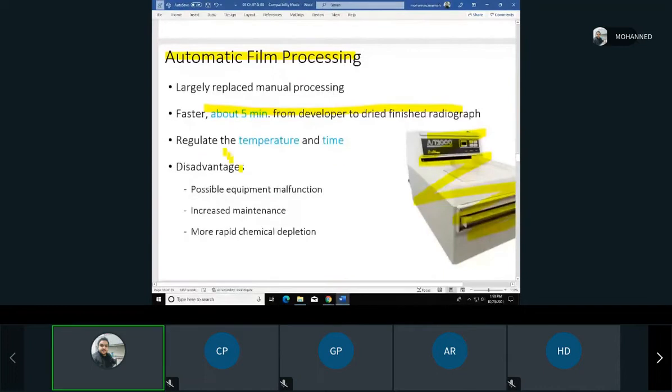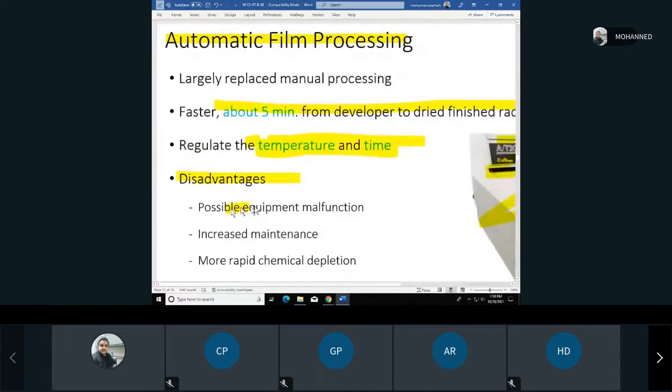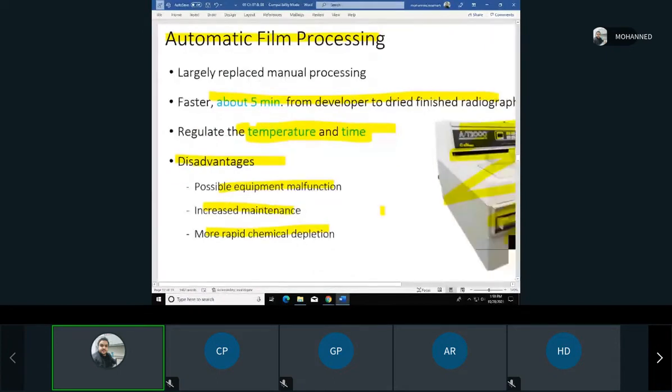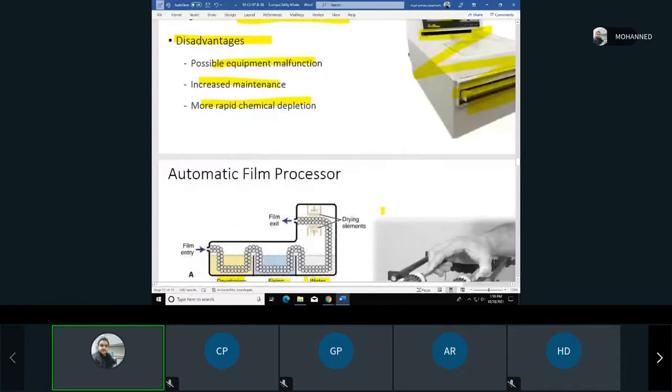It will regulate temperature and time again, because with the manual one, we used to have to think: we have to put it in for 10 minutes, then remove it and put it in another cup, and then remove it. It regulates temperature and everything. It has disadvantages, definitely, because it can malfunction, needs a lot of maintenance, and we have a lot of depletion of the chemicals. Anyway, that's all good, right?